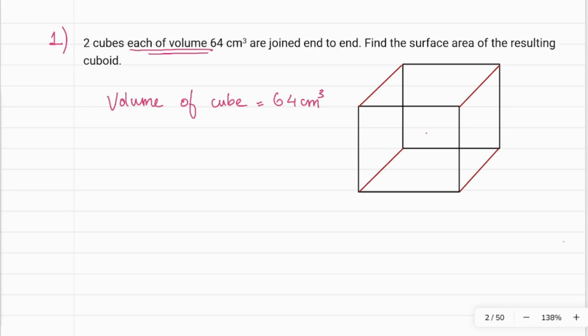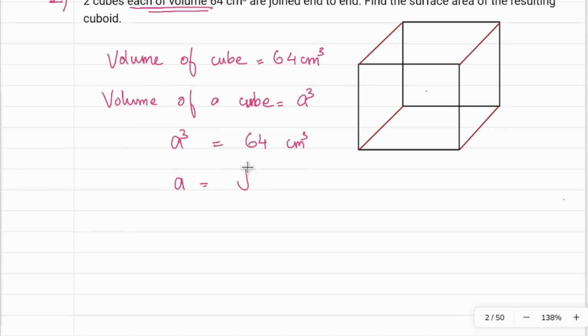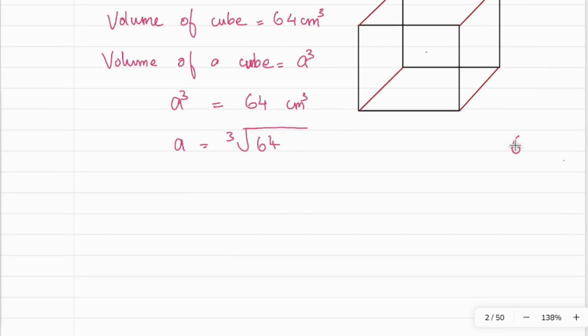When two cubes combine together, we end up getting a cuboid, right? That resulting cuboid's surface area we need to find out. So we know the volume of a cube is a cube. So that means a cube equals 64 centimeter cube. How do we find the value of a? a equals the cube root of 64. Now you need to find the value of a.